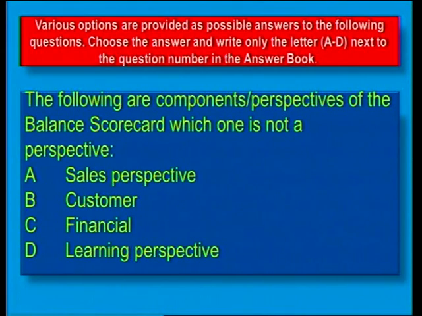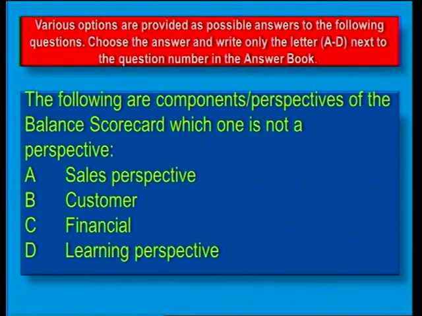The following are components or perspectives of the Balance Scorecard. Which one is not a perspective? A. Sales perspective. B. Customer. C. Financial. D. Learning perspective. Again, look for the obviously incorrect one first. And then by process of elimination, work your way to the correct answer. Right, so again learners, you will be able to identify 3 components of perspectives because there's only one incorrect answer. So the other 3 are indeed components of the Balance Scorecard.